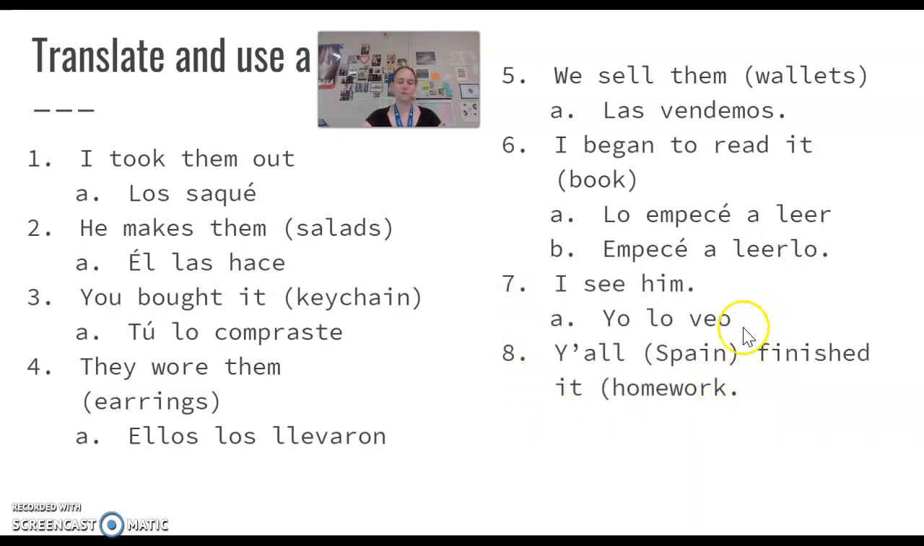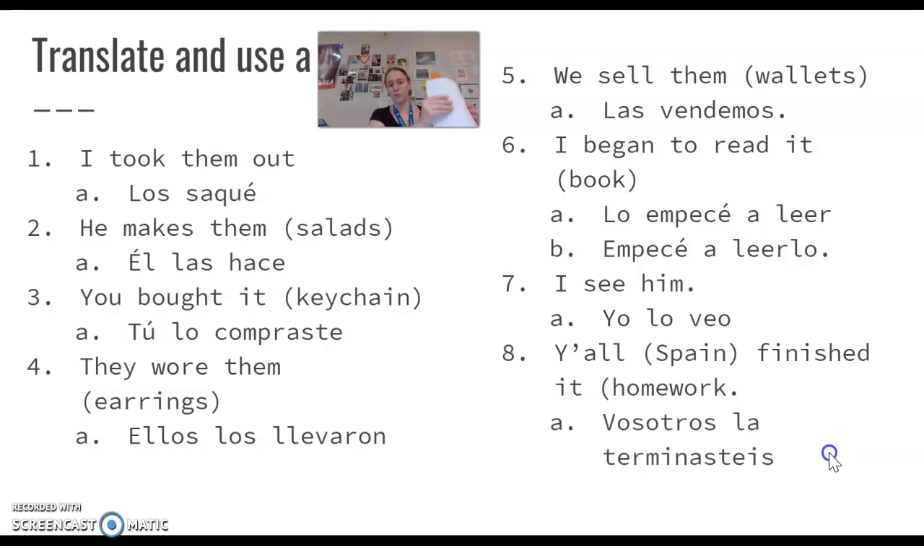The homework, there should be other parentheses. So, vosotros la terminasteis. And you guys did talk about indirect object pronouns last year, but we're going to redo chapter 8B just to make sure that you know it really well. And so we're going to reintroduce indirect object pronouns next week.